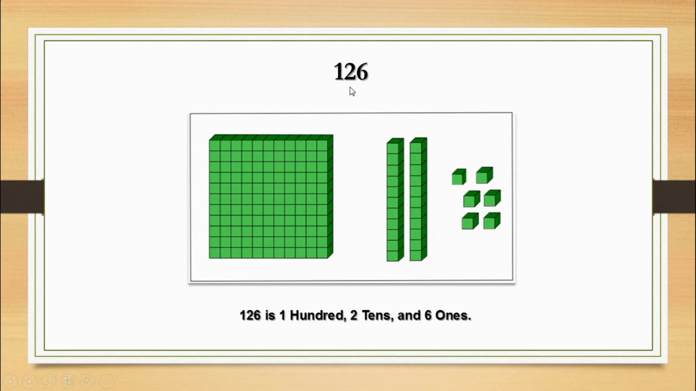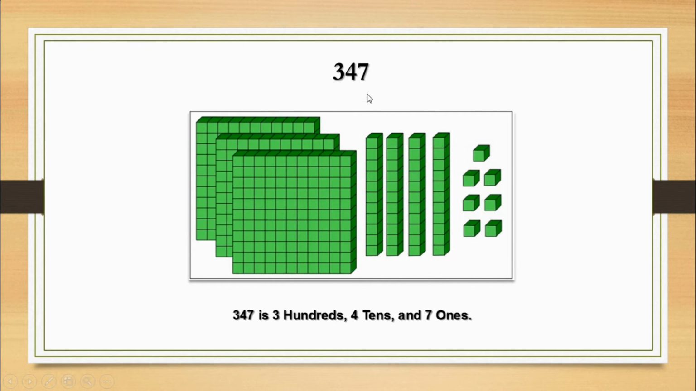So 126 means one block of 100, 2 blocks of tens and 6 blocks of ones. So 126 is 100, 2 tens and 6 ones. Then 347: 3 blocks of 100, 4 blocks of tens and 7 blocks of ones. So 347 is 3 hundreds, 4 tens and 7 ones.